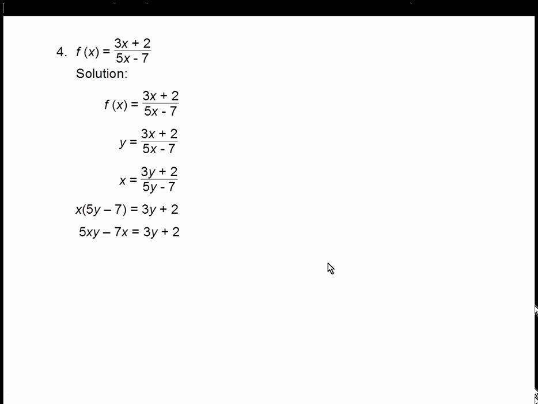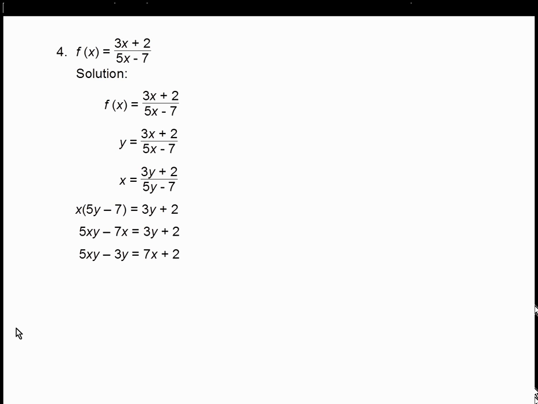I now want to get everything with a y on one side of the equation and everything that doesn't have a y on the other side. I'm going to move all my y expressions to the left. So this guy, 5xy, stays there. 3y gets subtracted and comes over here. If it doesn't have a y, I'm going to move it to the right. So the 2 stays where it is. I'm going to add 7x. So again, anything with a y goes to the left side of the equation. If it doesn't have a y, go to the right side of the equation. I have 5xy minus 3y is equal to 7x plus 2.